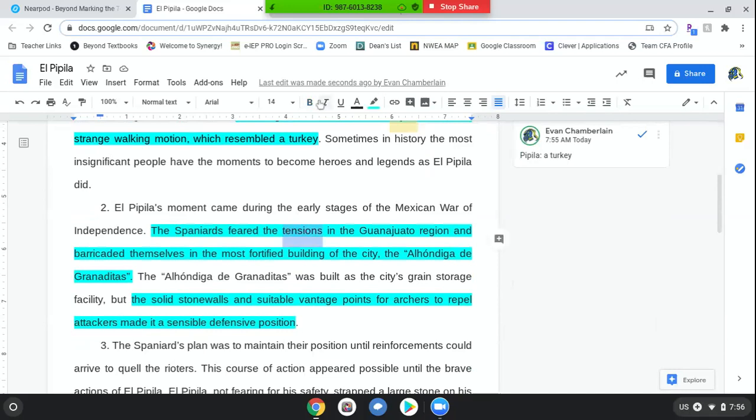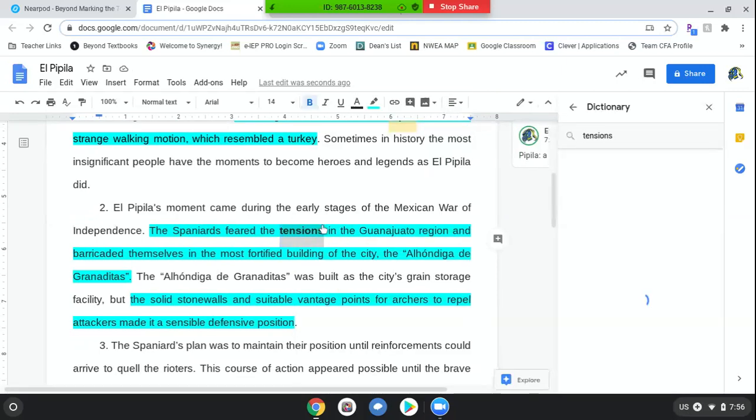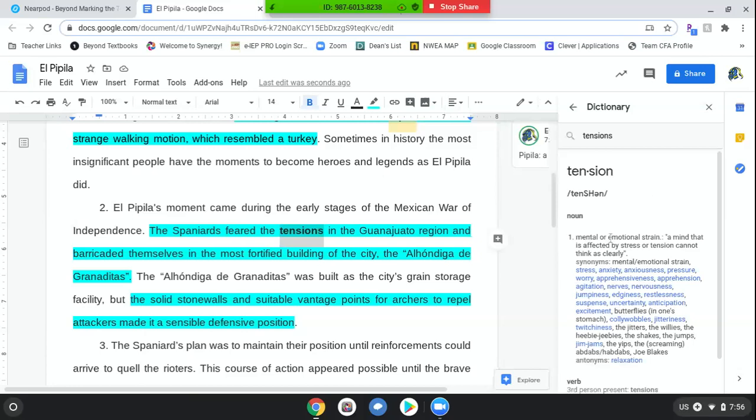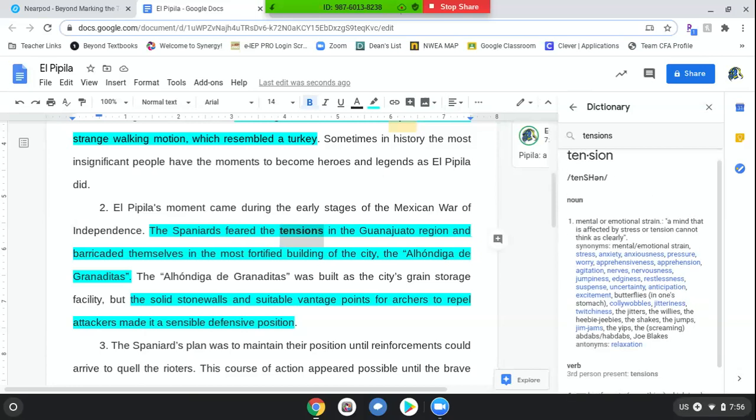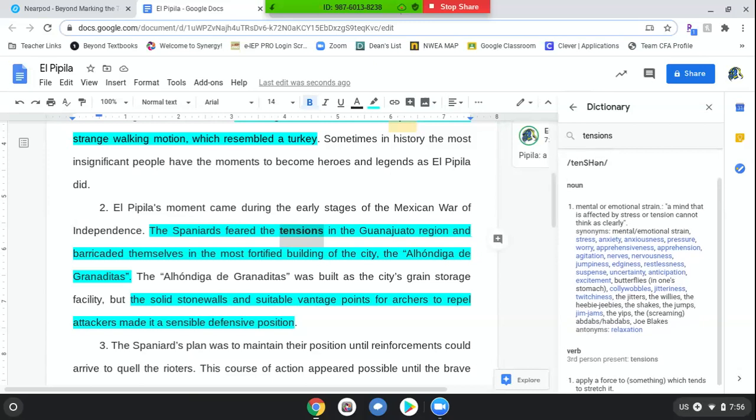So again, I'm going to bold. This time I am gonna right click and define by holding down Alt and then clicking. And then I'm going to define tensions. Mental or emotional strain. I don't think that's quite what they mean. Definitely stress, pressure. Jitters, not quite.